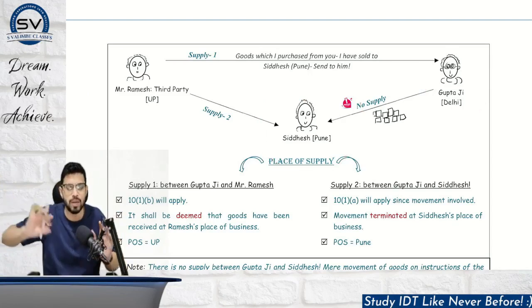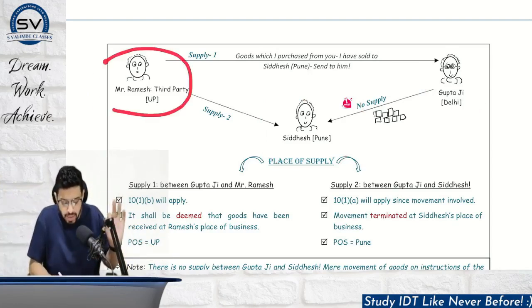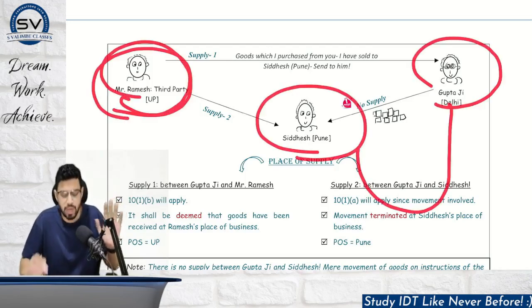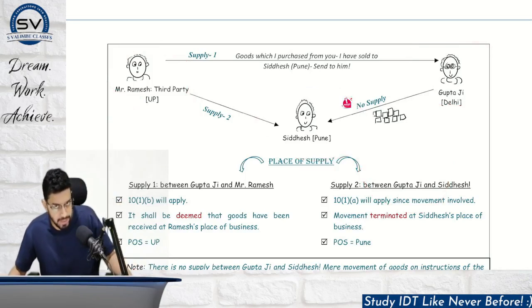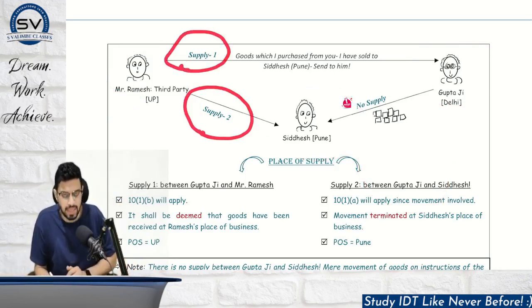He just happens to be delivering me the goods. I don't care who is delivering the goods. I am concerned with Mr. Ramesh. Mr. Ramesh is concerned with me and Siddhesh, but Siddhesh and Gupta ji are not concerned with each other. Is it clear? Now, this is supply number 1. This is supply number 2.